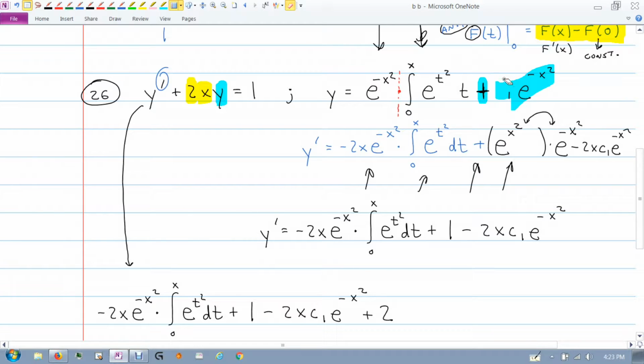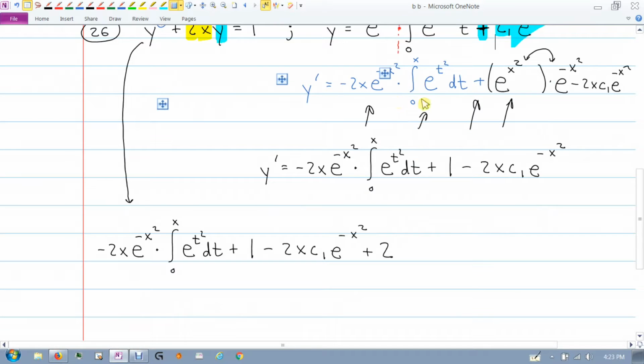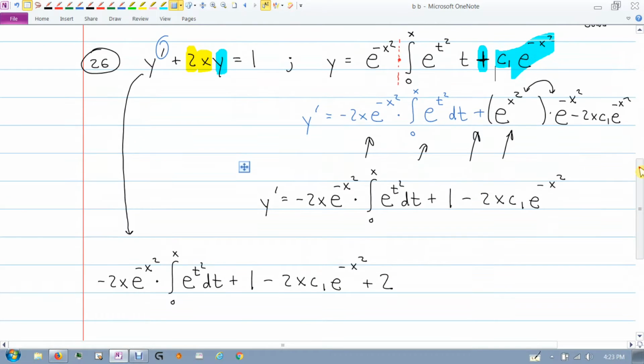That's y right here. So imagine hitting every single term with 2x. So what would that be? Okay, so I'm going to hit this thing with 2x, so that's just going to put a 2x e to the negative x squared integral 0 to x e to the t squared dt. So that's multiplying that, and then it's like we have two terms here.